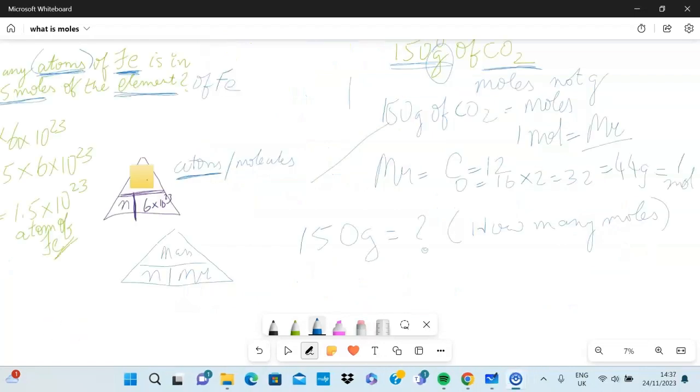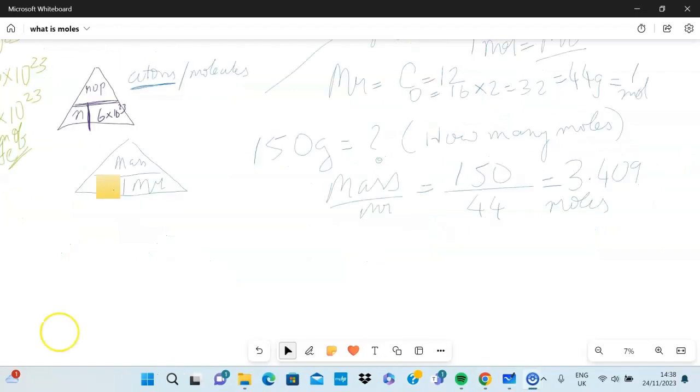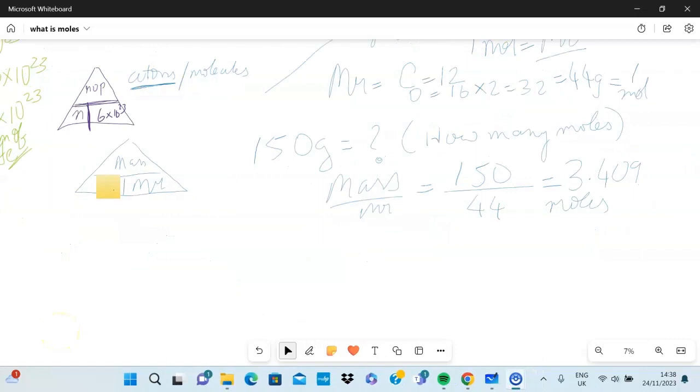This question is slightly more complex because we're using two types of triangles. If you don't know this triangle, watch my other videos, okay? So we know in 1 mole there's 44 grams in CO2. How many moles are there in 150? Get the formula mass divided by Mr, and that is 150 divided by 44, and that is 3.409. We use the other triangle.